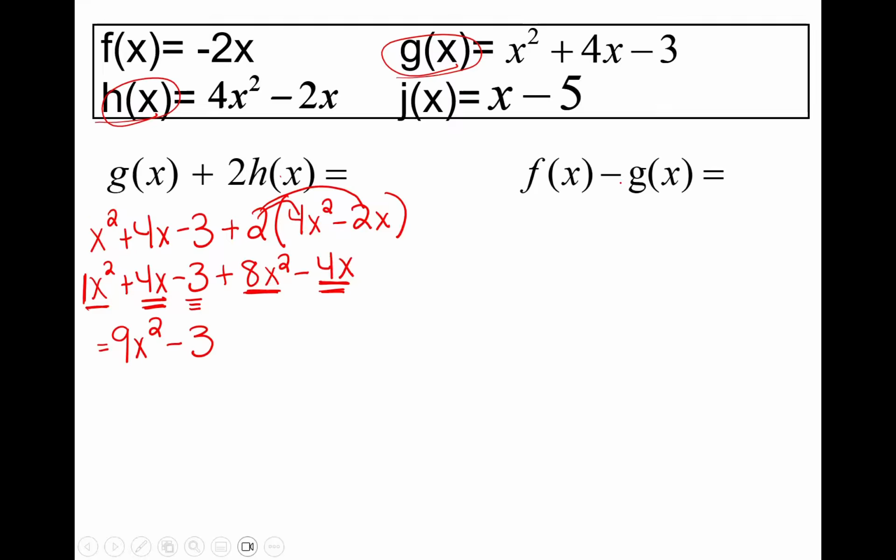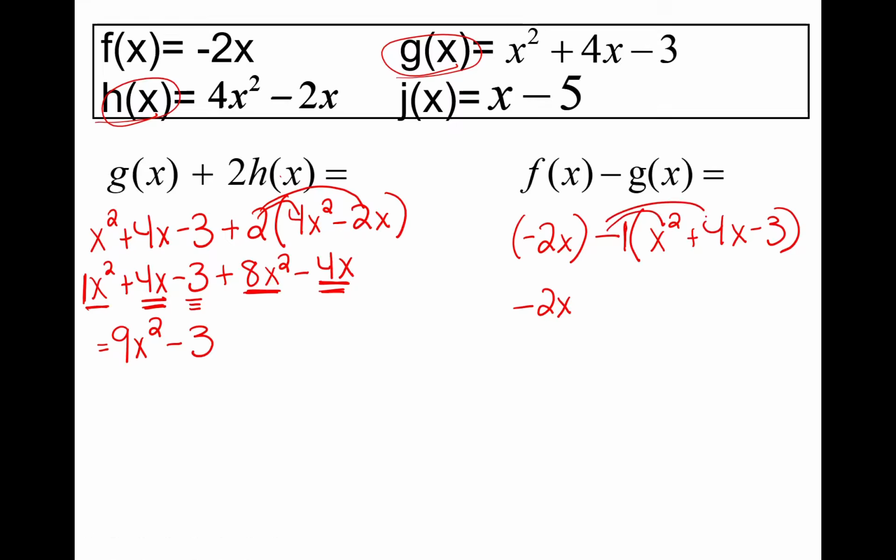Let's try a subtraction problem now. So f of x minus g of x. So I'm going to do negative 2x, that is who he is, right? Minus my g, x squared plus 4x minus 3. Now I can drop these first parentheses here. But this negative, check yourself before you wreck yourself. Make sure there's technically like a little negative 1 sitting out there. Just like this 2 when we distributed, let's distribute that negative in, that negative 1.